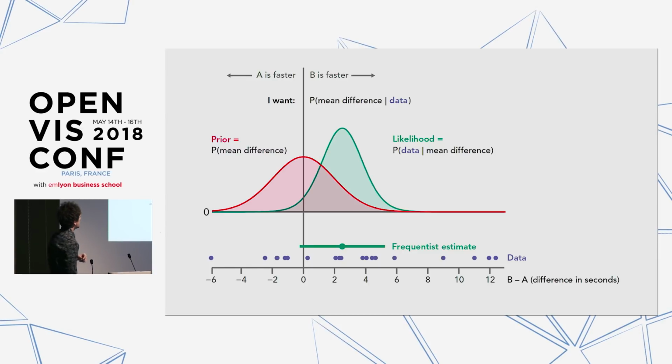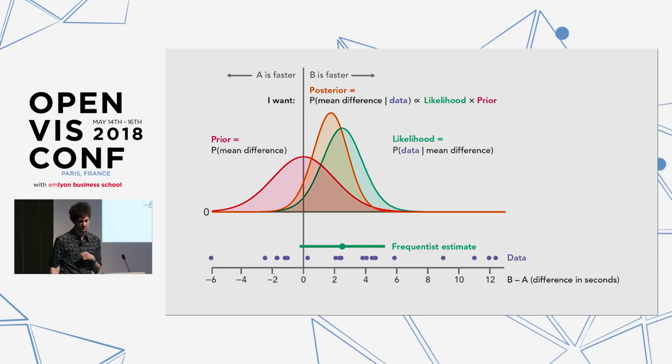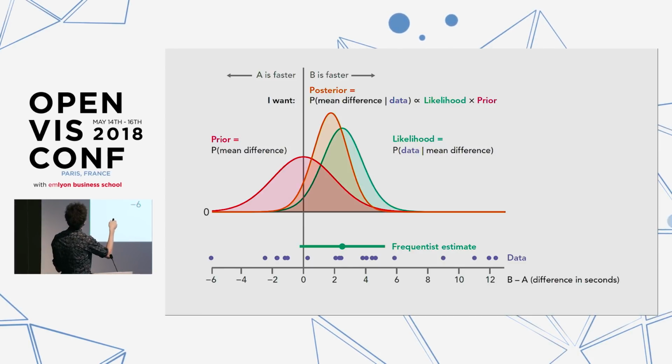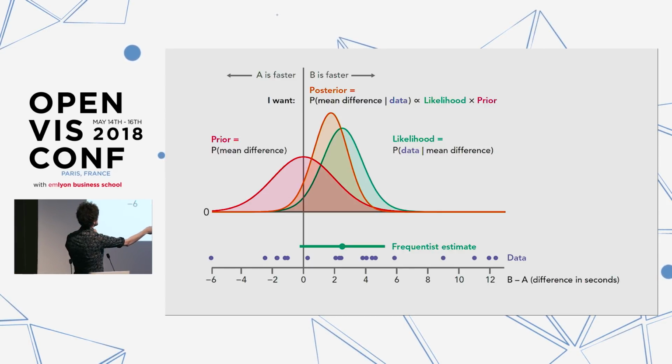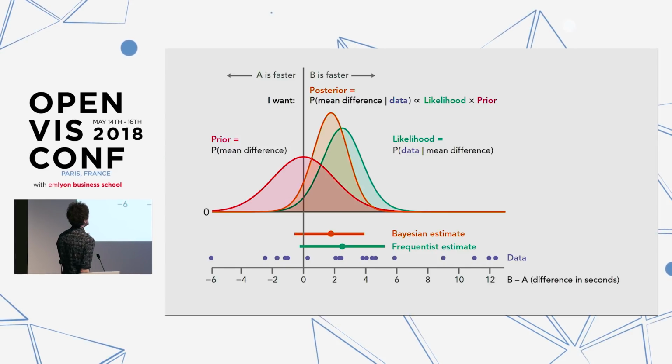And then all I need to do is multiply these two curves together. So I could wander along and multiply these together, and I get something like that. And this is my posterior. So given what I thought before running this experiment and the evidence that I saw in the data, what do I think the mean difference is? You'll notice in this case, because I think that these are quite unlikely, my estimate has been moved a little bit towards 0.